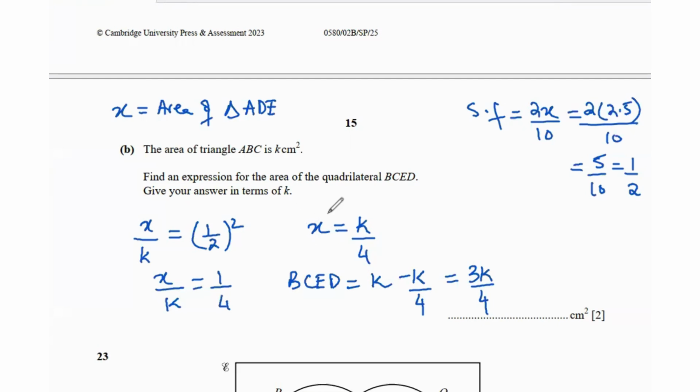Once again, you need to remember that for the scale factor, you just divide the corresponding lengths from one shape and the other. That gives you the scale factor. But when you talk about the area, the ratio of the areas for the corresponding shapes is equal to the scale factor squared. Using that concept, we figure out an expression for the area of triangle ADE. Then we subtract that from triangle ABC to find the area of the quadrilateral, which is 3k over 4 in terms of k.